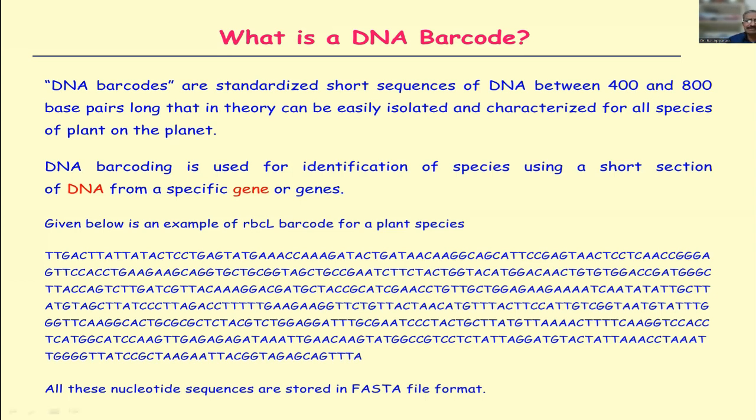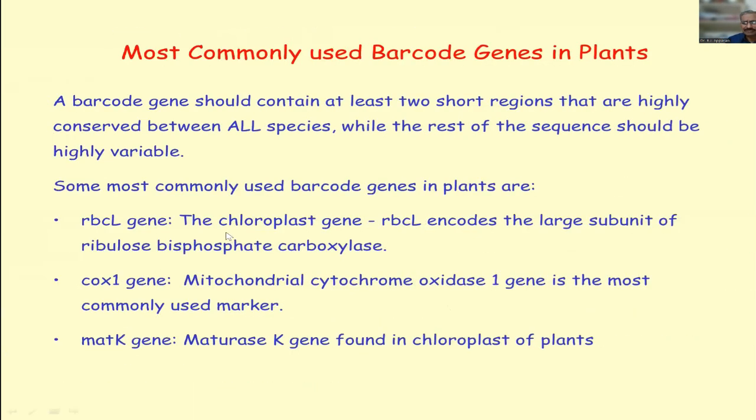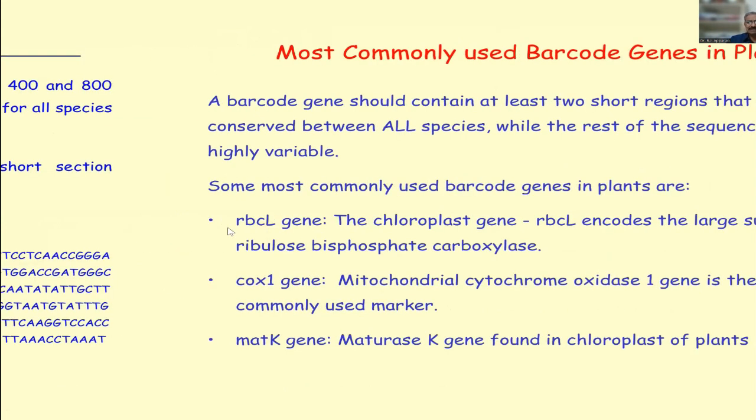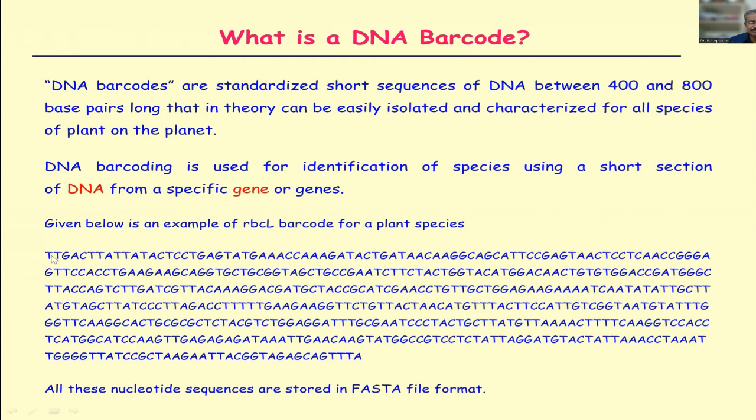For example, below I have shown a small sequence. This is a nucleotide sequence. All nucleotide sequences are made up of A, G, C, T. A stands for adenine, G for guanine, C for cytosine, and T for thymine. All these DNA sequences, something like 460 nucleotides here, are presented in FASTA file format.